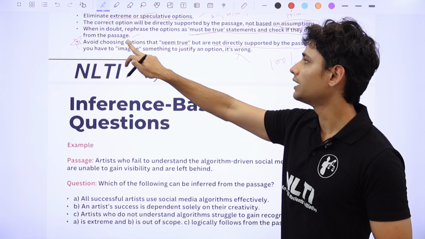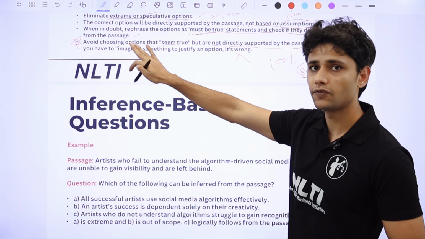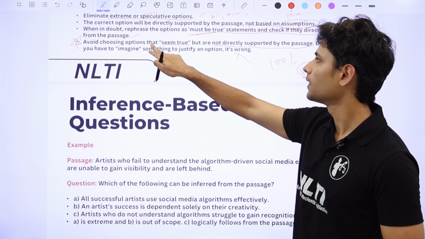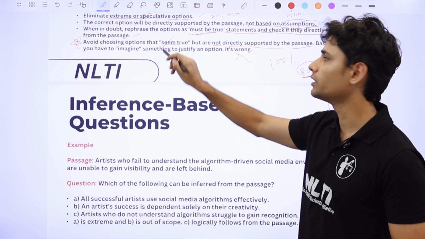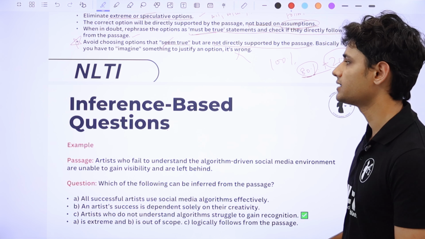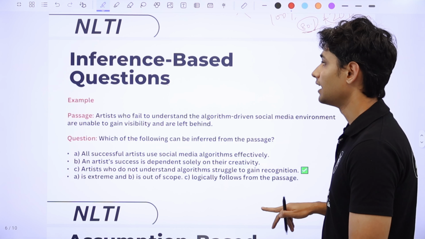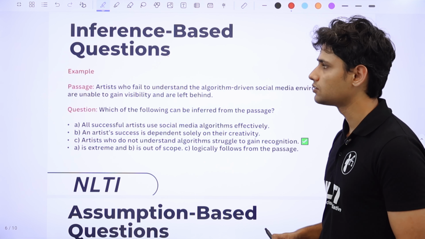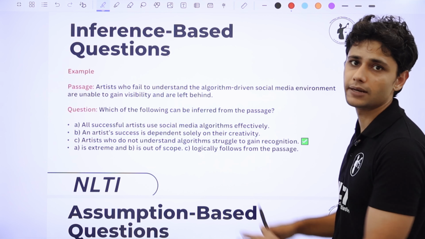The option that is true is one that directly flows from the passage, and anything that seems to be true is not the right option. I hope this clarifies any doubt or confusions you may have. Let's look at an illustration now to put everything we have discussed in practice.